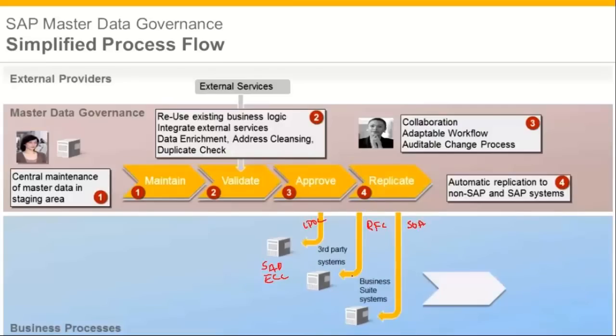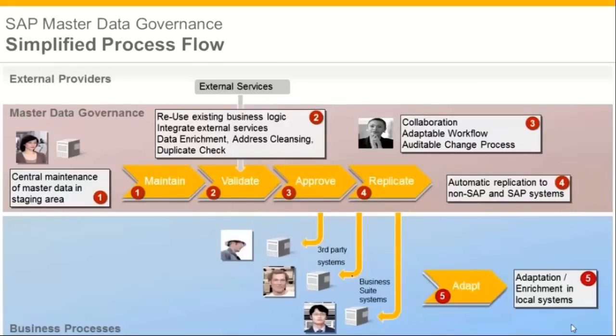Now once the data is sent to the connected systems, if there are any local rules or local fields to be updated specific to those business instance systems, then that would be derived based on the concept called local adaptation. Those derivations are specific inside that system and do not have any impact globally. This is the process flow of MDG.